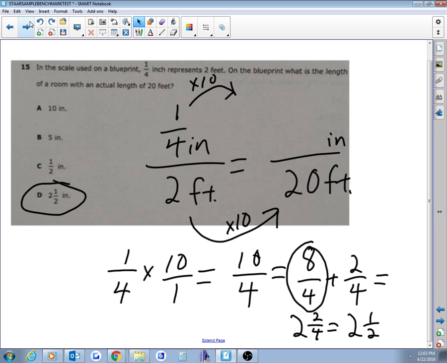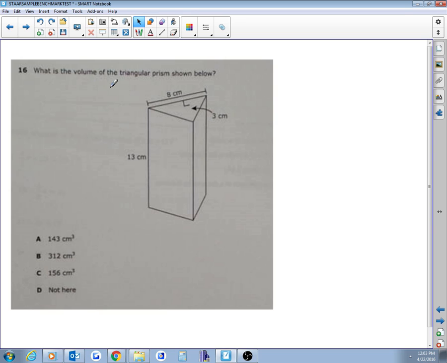Number 16. What is the volume of the triangular prism shown below? Okay, so this is a triangular prism. We've got to find the area of this triangle. The volume would be capital B, which is the area of the base, times the height. This is the area of the base. So we've got to find out what the area of this triangle is, because that's our base.